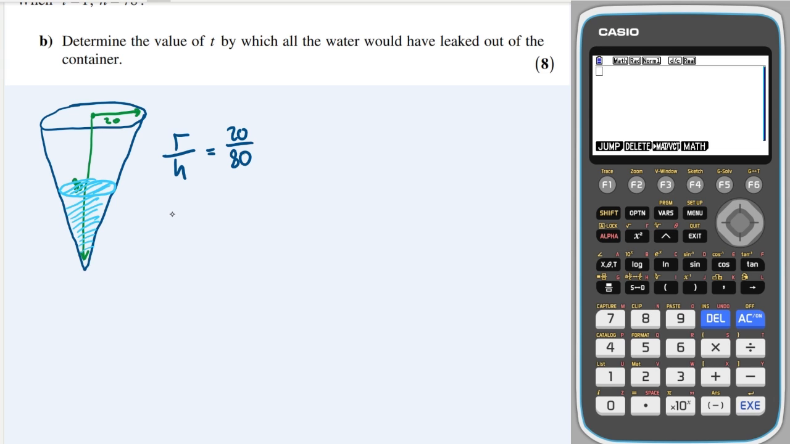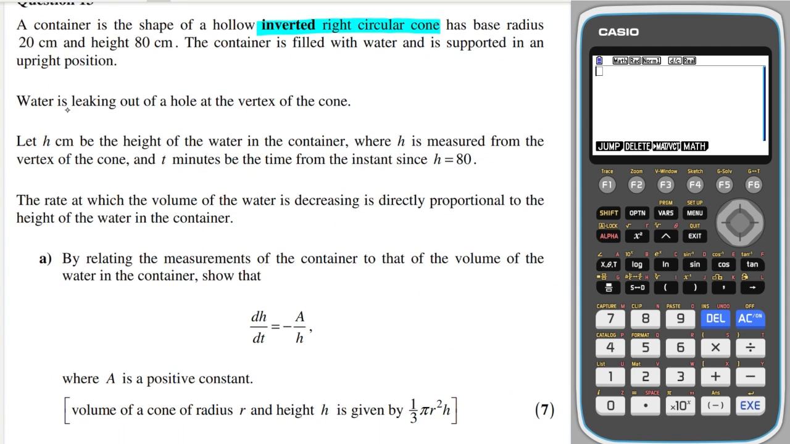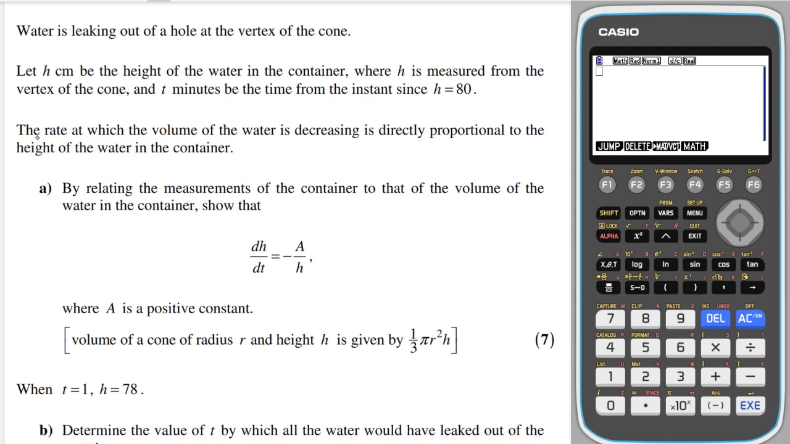So that means that the radius is equal to 1/4 of the height. And that is going to be absolutely critical. Okay, water is leaking out of the hole at the vertex of the cone. Let h be the height. The rate at which the volume of water is decreasing is directly proportional to the height of the container. Okay, right, that is something which we can use.